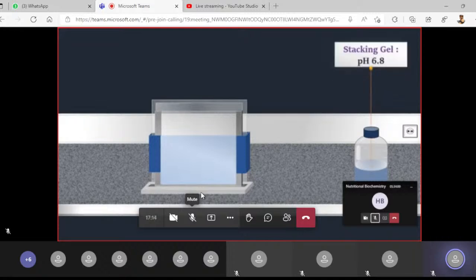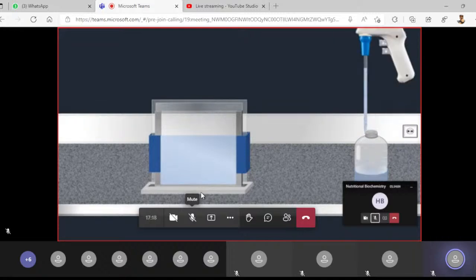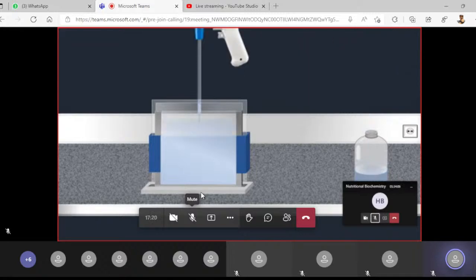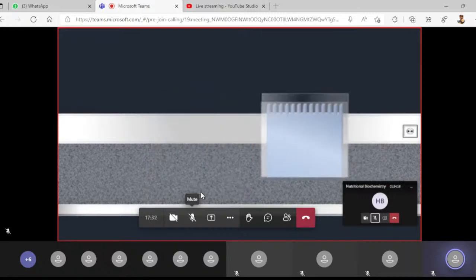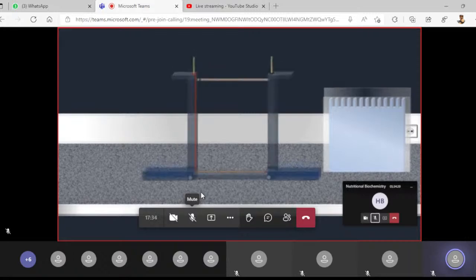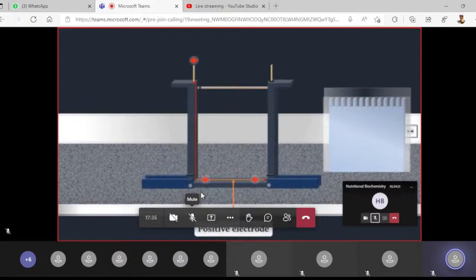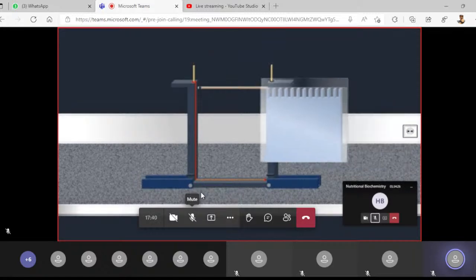The stacking gel solution is poured on top of the solid separating gel, and a plastic comb placed on the top of the stacking gel during polymerization enables the formation of small wells in the gel. Once the gel completely polymerizes, the comb is removed and the gel cassette is placed vertically between two electrodes. The positive electrode is located at the bottom of the gel, whereas the negative electrode is positioned at the top of the gel.